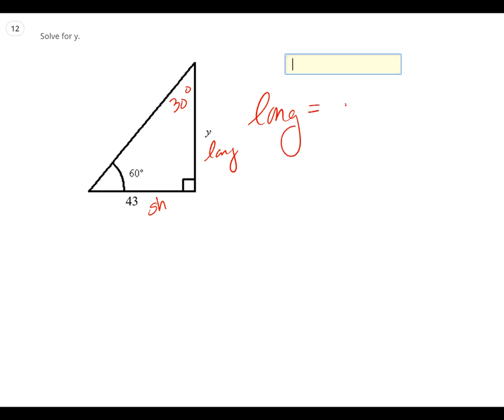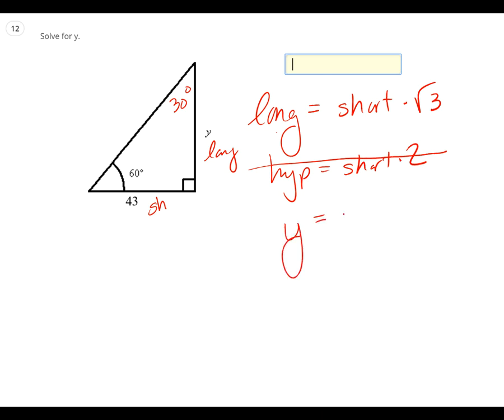Okay, so we'll write the formula down one more time. The long leg equals the short leg. Does anybody remember? Square root of 3. The other one for that one is hypotenuse equals the short times 2. We don't need this one for this problem. Okay, we only need the first one. Alright, so what's on your long leg? Y. Good. What's on your short leg? It literally is just plug it in, isn't it?